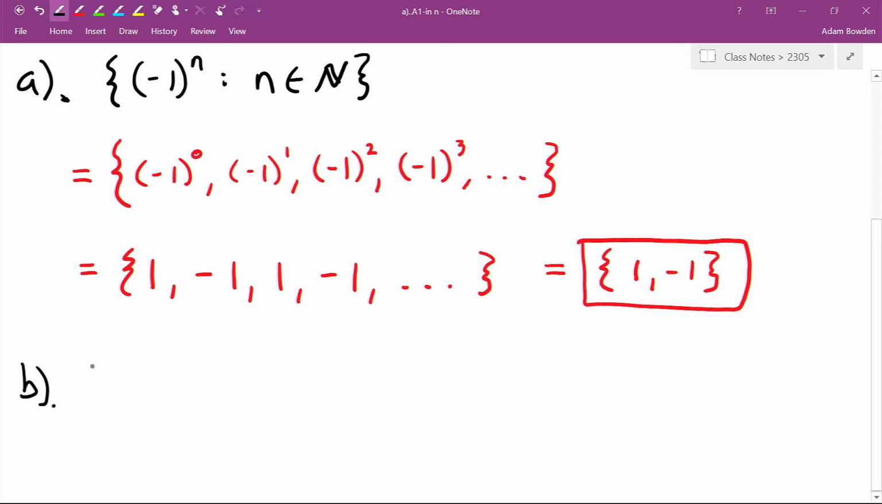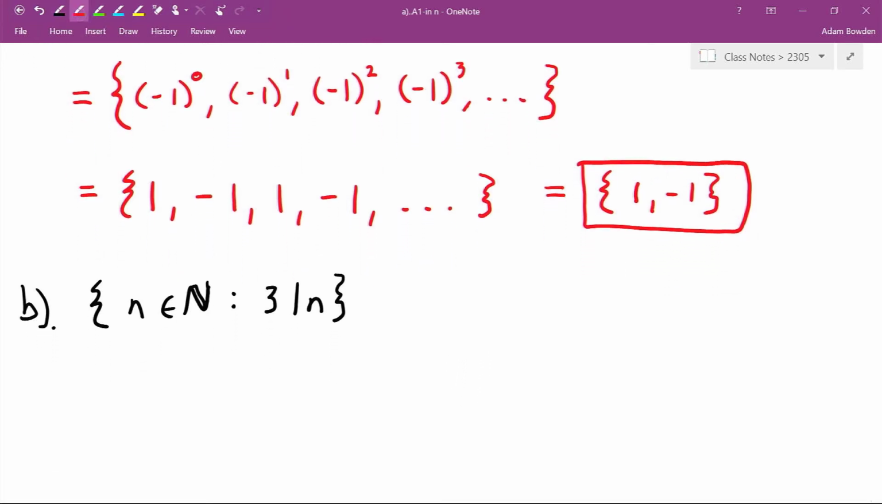Okay, and the next set is defined by n element of the natural numbers such that 3 divides n. Recall this notation with the vertical line from the other section where it denotes divisibility. So what we're going to do here is list out the set containing elements from the natural number set that are divisible by 3. So if we go through the natural number set, 0 is divisible by 3, 3 is divisible by 3, same with 6, 9, 12, and so on and so forth from there.